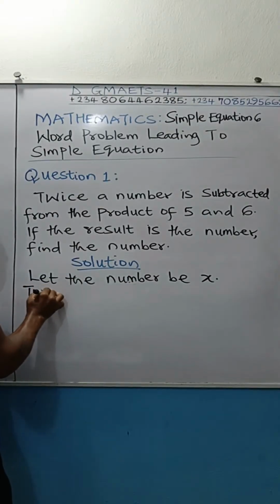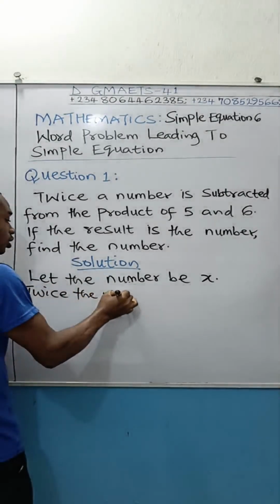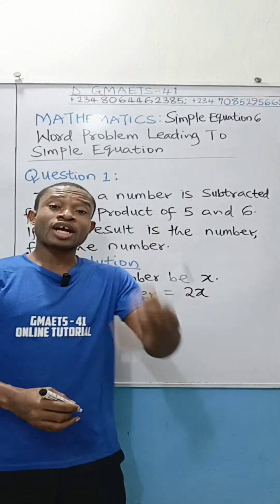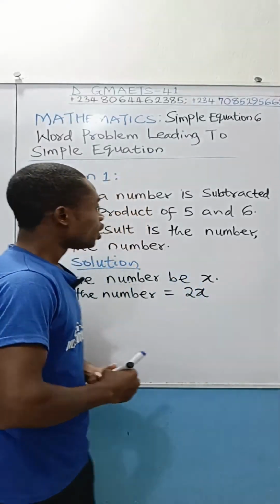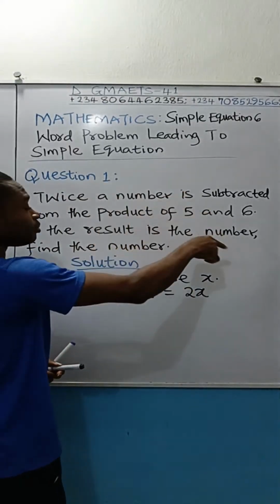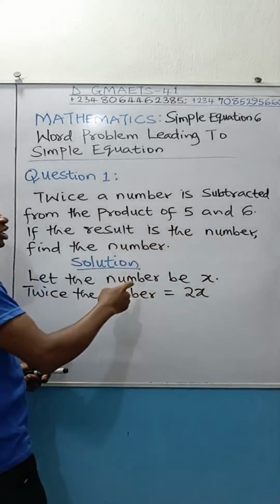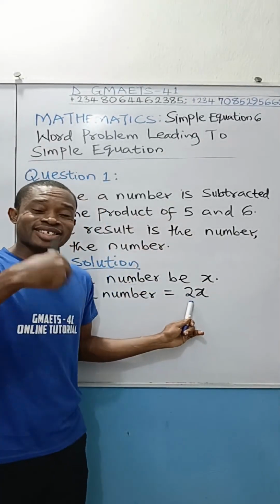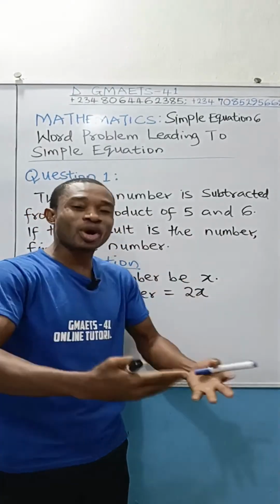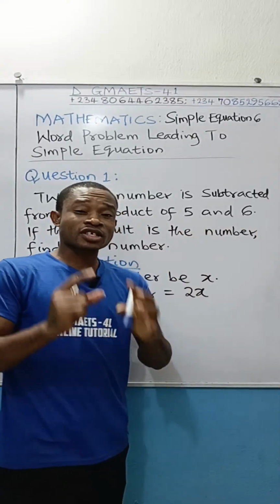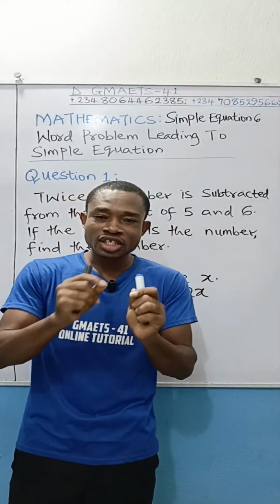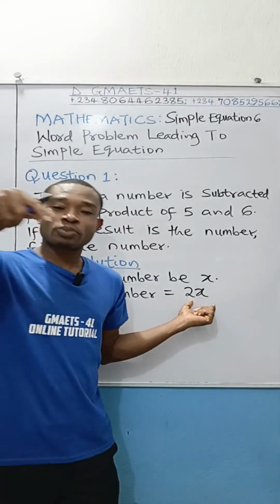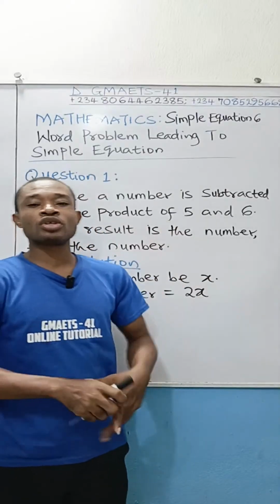So I'm going to take it gradually for you. Twice the number, what does it mean? It is equal to 2x, that is 2 times the number. That's the meaning of twice a number. Now the question said that twice a number, that number is x, so 2 times of it is subtracted from the product of 5 and 6. This 2x is removed from the product of 5 and 6, which means we should know the product of 5 and 6 first, then we will subtract this 2x from that product.